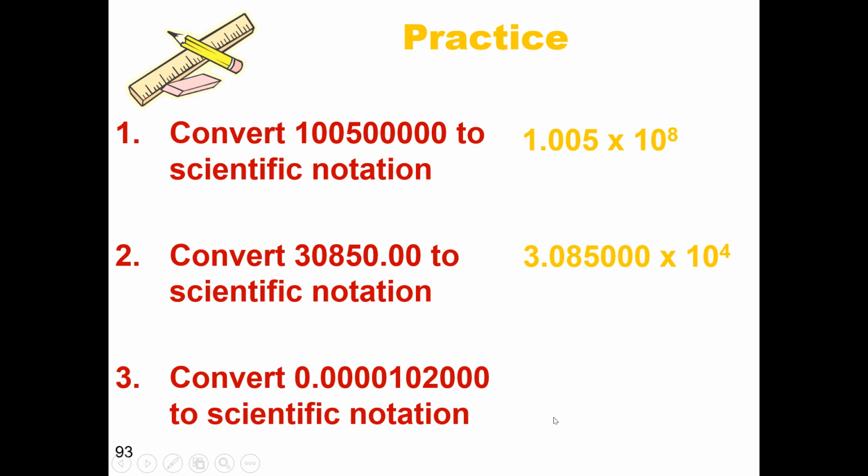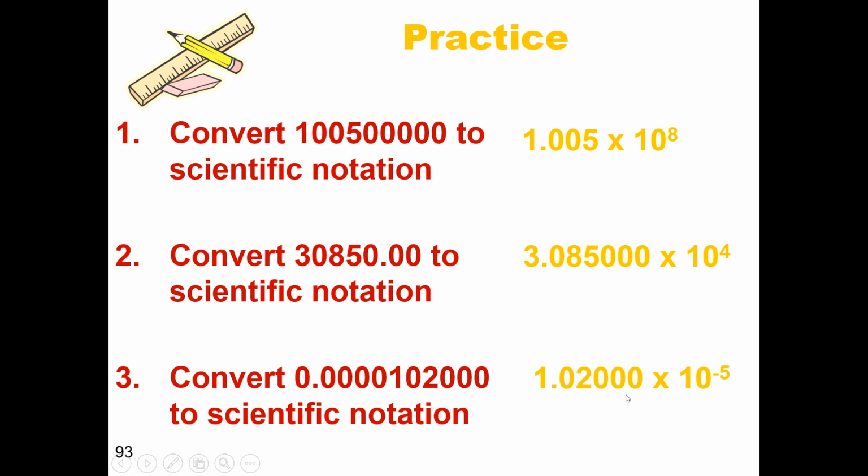So hopefully you identified this number as having 6 sig figs. Here are the 6. 1, 2, 3, 4, 5, 6. And when you move your decimal, you're moving it from here to here. It's going to move over 1, 2, 3, 4, 5 times. We have 1.02000 times 10 to the negative fifth power.